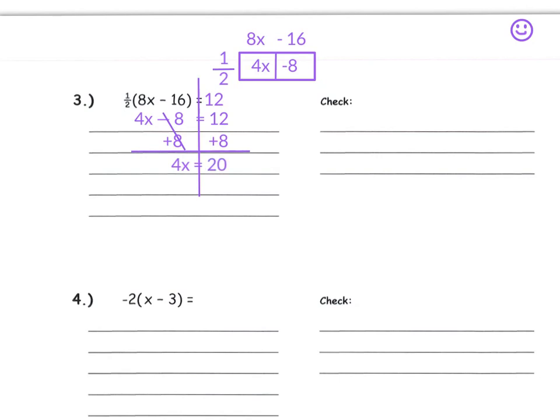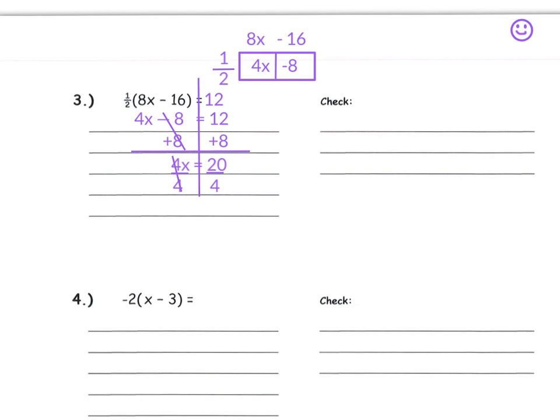Okay, then the 4 is connected with multiplication, 4 times x, so the opposite of multiplying by 4 is to divide by 4. Okay, so remember to show your division by just having that little line. You don't want to go all the way across, because all the way across means equal. And now I can say 4 divided by 4, anything divided by itself is 1, so 4 divided by 4 cancels.